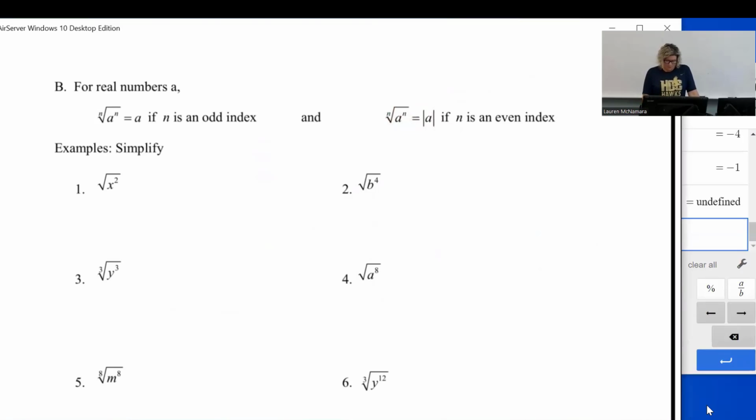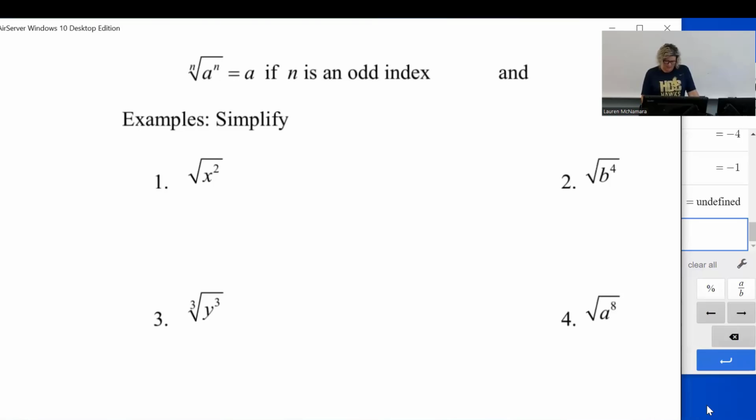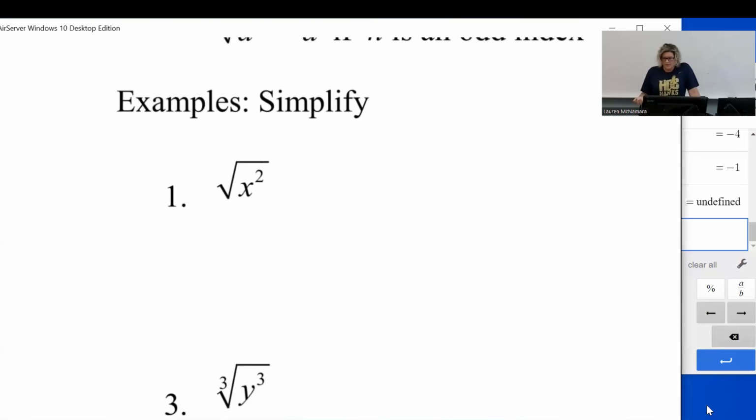So for example, looking at this first one, what's my index that's not written there? My index that's not written there is 2. So is 2 even? Yes. Is x squared even? Yes. So when I would actually write this, I would write that as the absolute value of x. You're not going to be doing that in your homework. You're just going to be writing x. And I'm going to show you why.